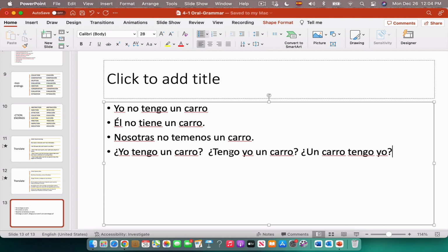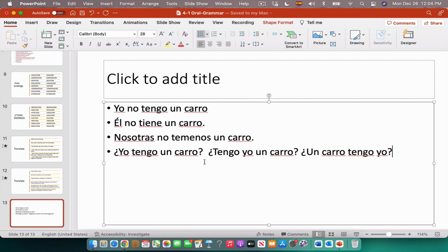So how do you say, for example, does he have a car? ¿Tiene él un carro? ¿Él tiene un carro? So remember, that's the way you will do that. You will stress the verb. But if you write it, you begin with a question mark at the beginning, going up, and a question mark when the question ends, going down. Okay. And for example, when you want to say, "Do we have a car?" ¿Tenemos un carro? ¿Tenemos nosotros un carro? Okay. Un carro tenemos nosotros. So you can write that in different ways.